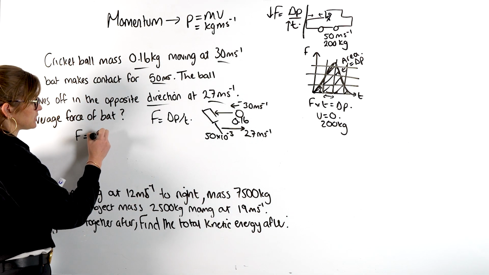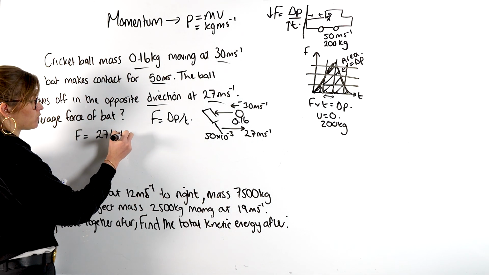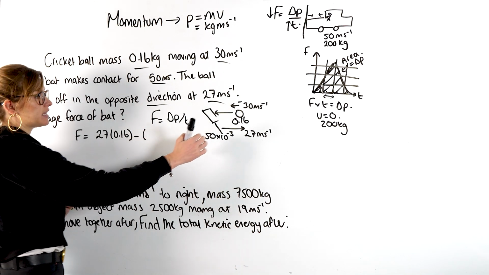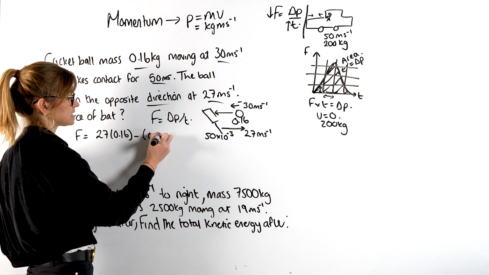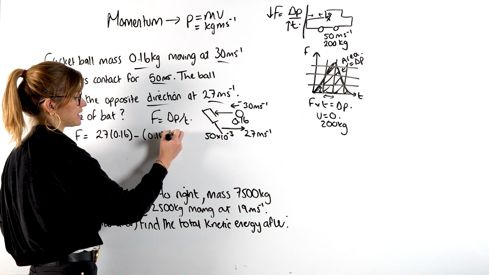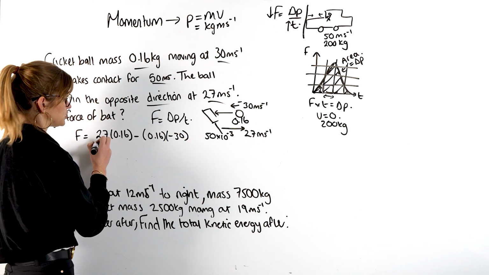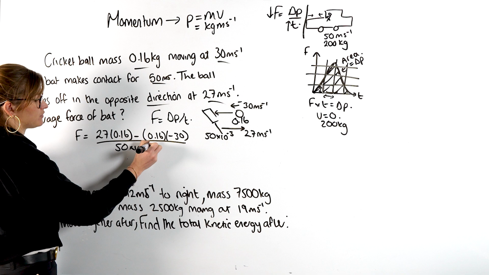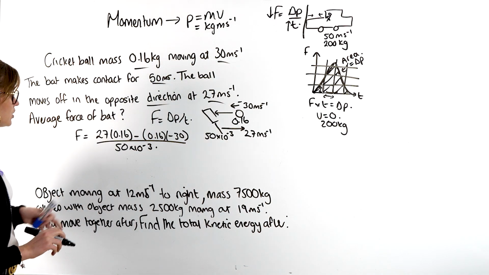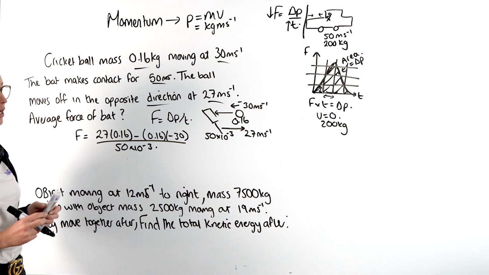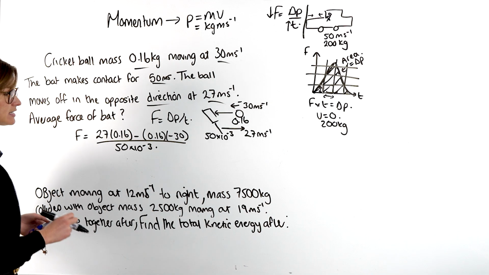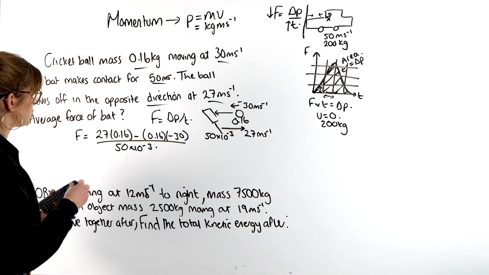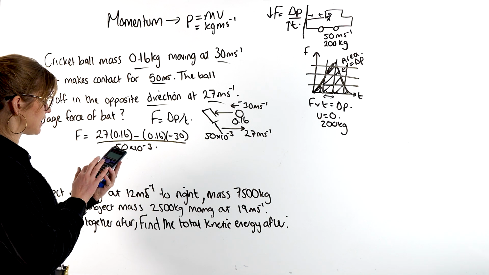So the final is my 27 times by 0.16. And we're taking away the initial. The initial is, the mass is 0.16 times by the velocity, which was my negative 30. And then we're dividing by our time, and our time is our 50 times 10 to the power of negative 3. Hopefully you see here this becomes a positive number, because a negative times by negative gives me a positive.